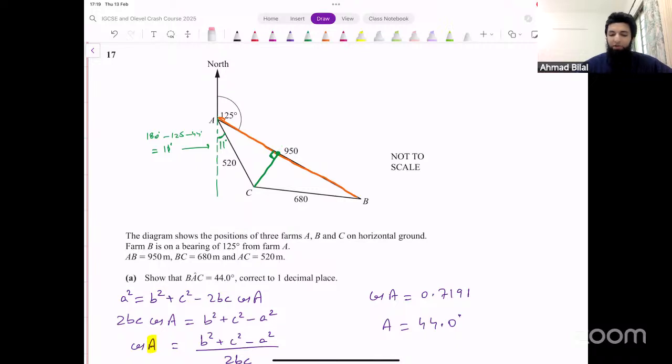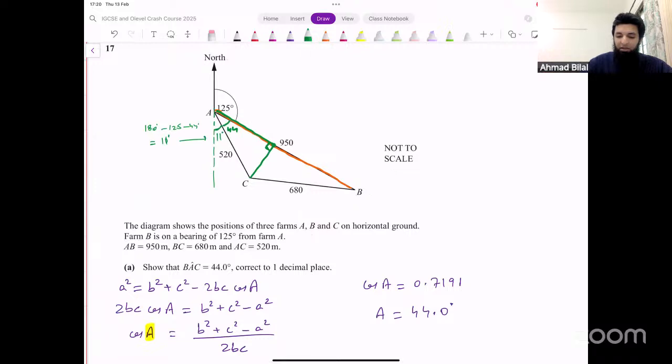Okay. Now the question is, how can we find this point? Is there a way to find this point, or in fact, not the point, but this length here from A to this point? Can we find that length somehow? We can, because we have a right angle triangle. We know the hypotenuse of this triangle, that's 520. We know this angle as well. This was 44 degrees. We found that in the first part. We can use this information to find, let's say let's call this point X.